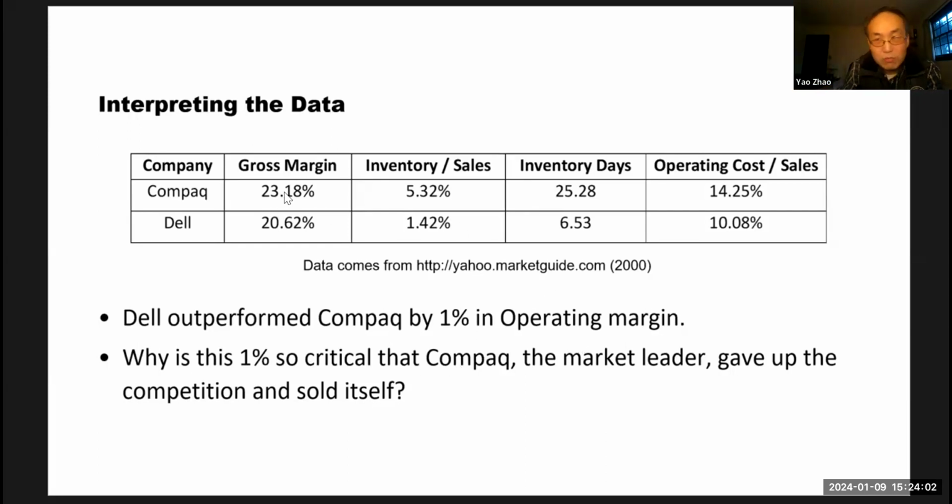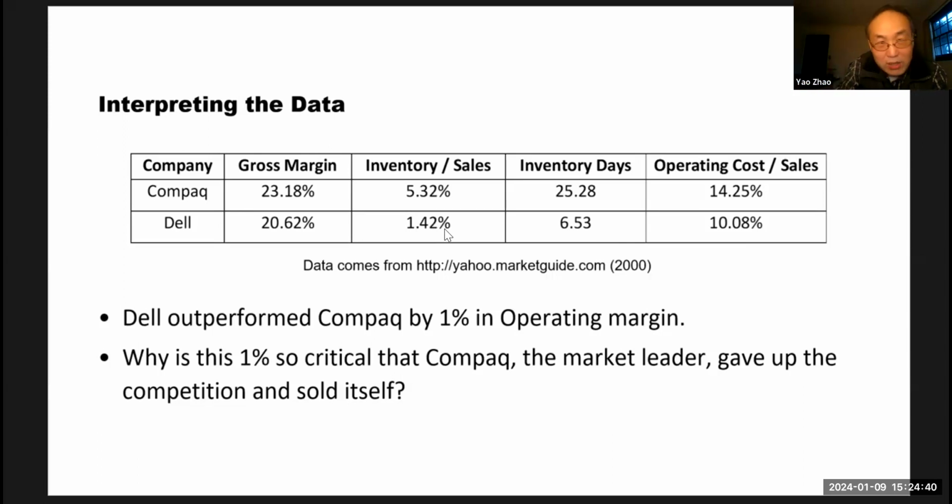we have to first look at the gross margin. Why did Compaq have a higher gross margin than Dell? Now, if one company has a higher gross margin than the other one for the exact same product or in the same market, there are only two reasons for that. Either Compaq has got a better deal from suppliers, a lower cost of goods sold, and that's why they have higher gross margin. Or they get the same deal from suppliers, but they have a higher pricing.